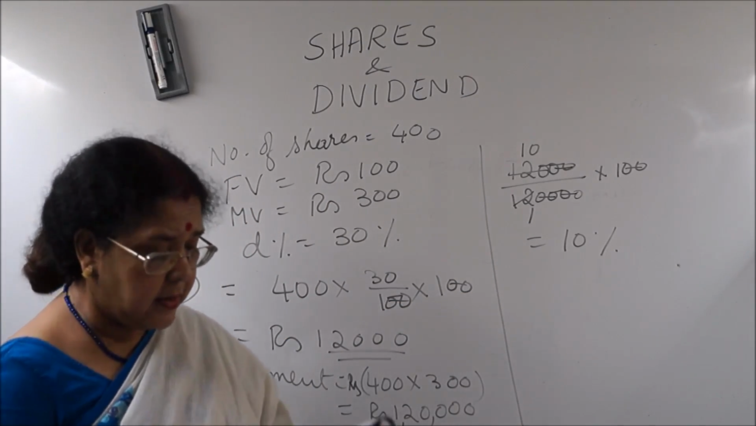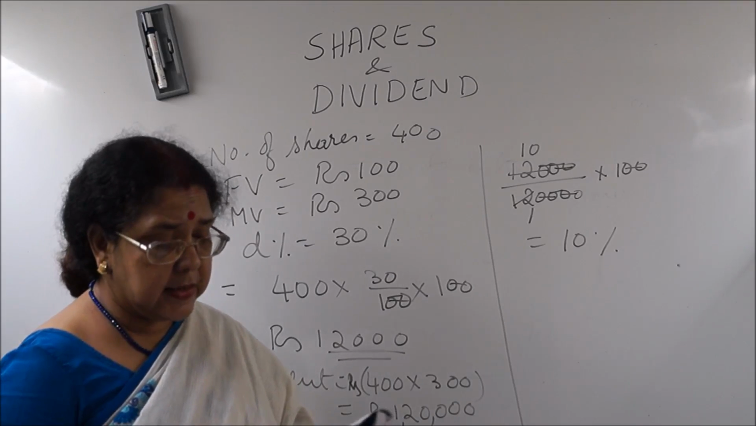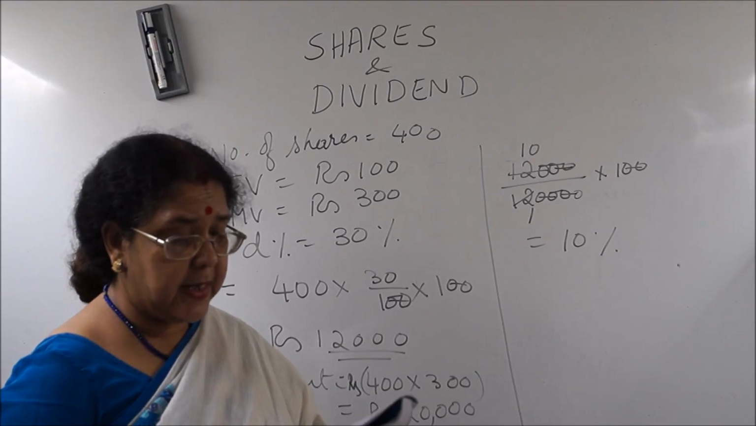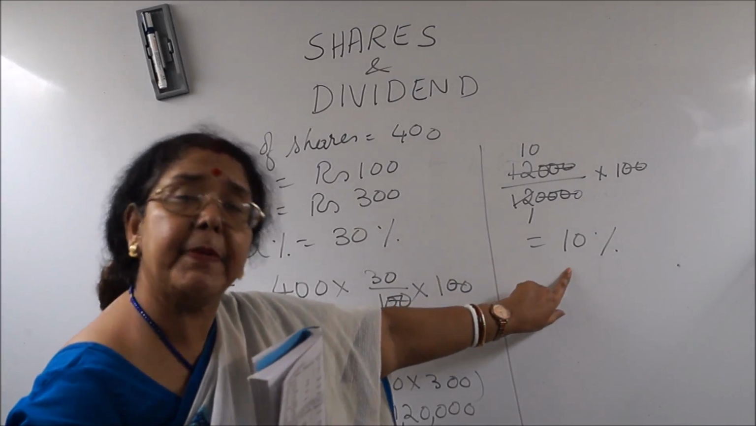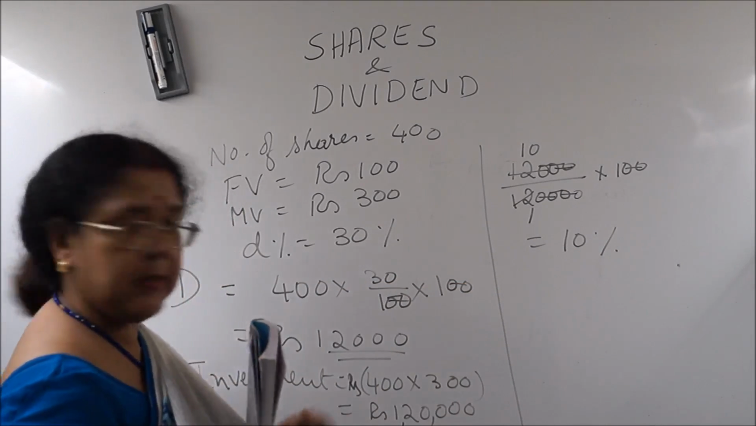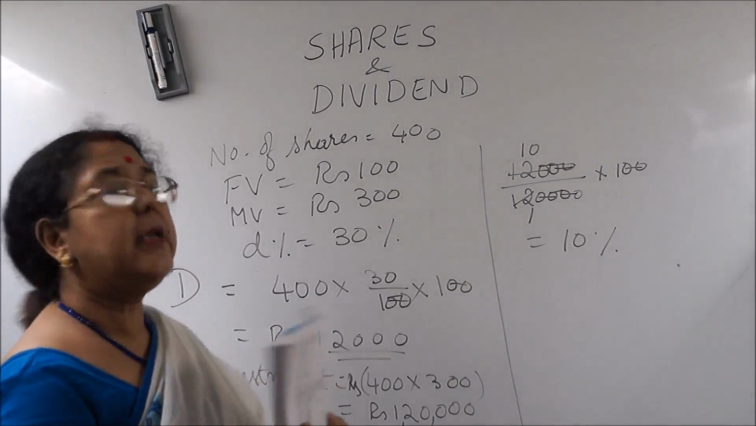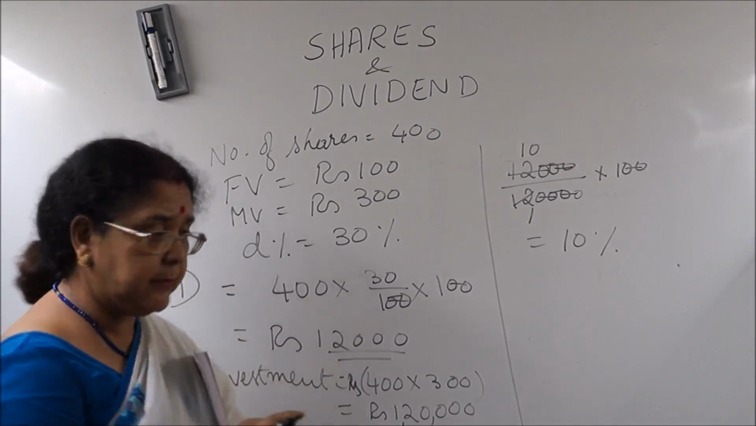Okay, so is it clear? So the question says, what percentage does Priya get on her investment? That means actually Priya got 10% on her investment. I hope it is clear to you all. Let us go on to the next question.